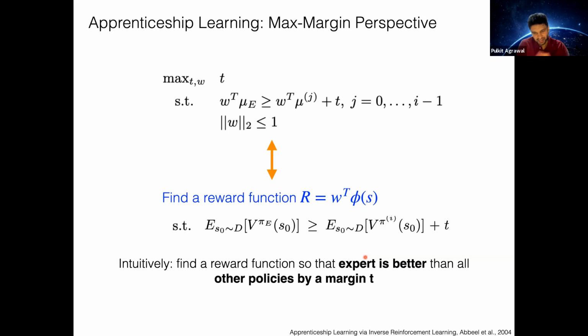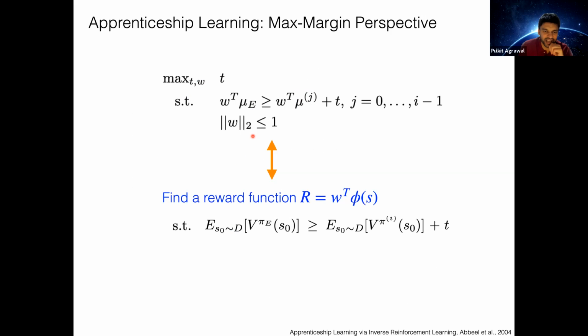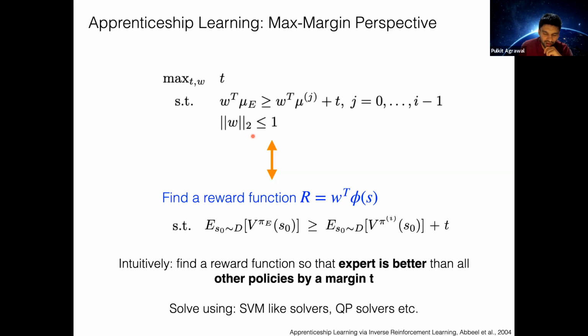Again, intuitively, find a reward function so the expert is better than all other policies by a margin t. In this case, we can solve this using SVM-like solvers or quadratic programming solvers. Why QP? Because now we have this L2 constraint. If we had the L1 constraint, then we could use linear solvers. If you have the L2 constraint, we'll have to use quadratic program solvers.